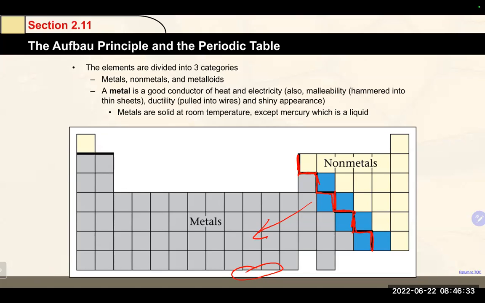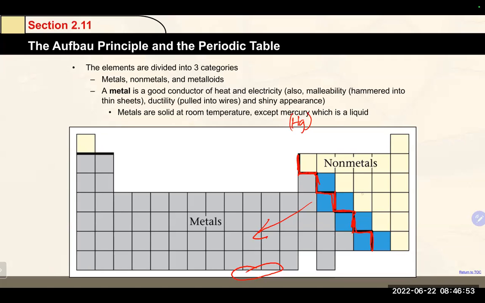They are also malleable. You can pull them into wires. They typically have very shiny appearances. Pretty much most metals are solid at room temperature. Pretty much the only one that is not is mercury. So mercury is our only liquid metal at room temperature.